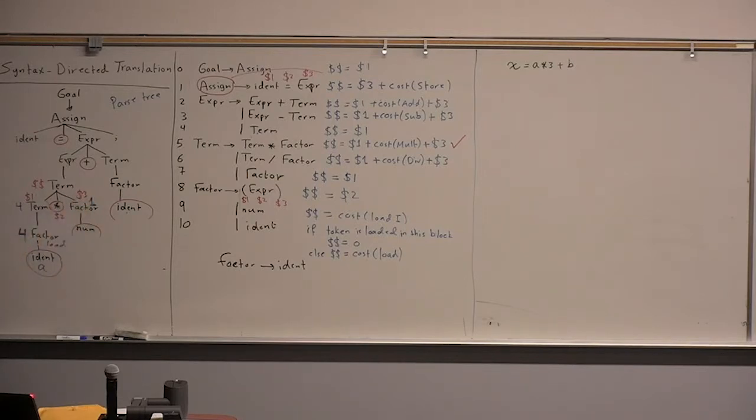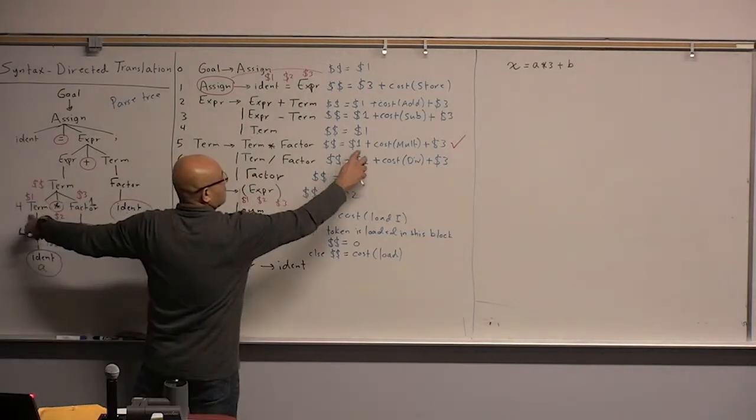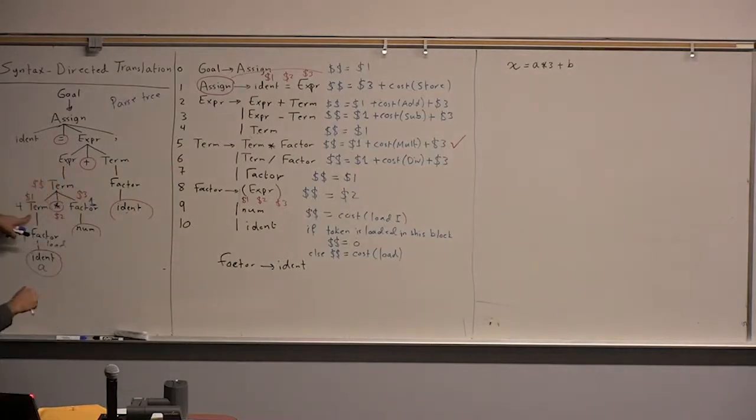$3 is the factor. So what we are saying here is the cost of this term is going to be $1, which is the 4. So at this point, $1 is a 4, plus the cost of a multiply. And what did we put there? 3? Yeah, 3 for the multiply. So it's going to say, OK, 3 and 4 and 1. So this is going to be an 8. So the value for the term is going to be an 8.